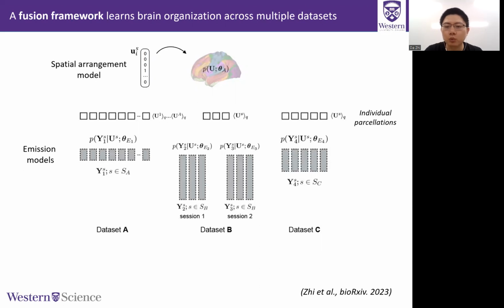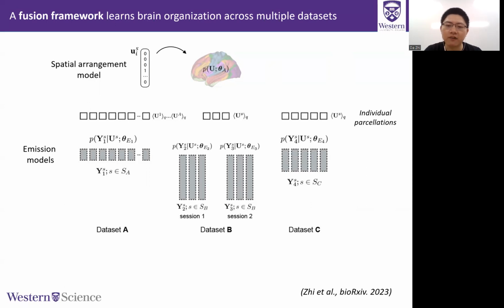The lower-level part is what we call the data emission model, which emits the knowledge of the dataset. These emission models model each fMRI dataset separately and calculate the likelihood of a certain subject's data given the brain organization of that individual. Usually this is a K-mixture model.